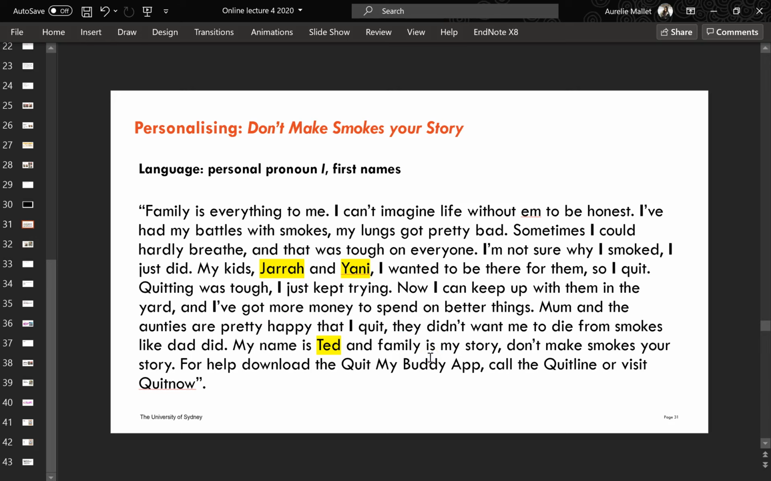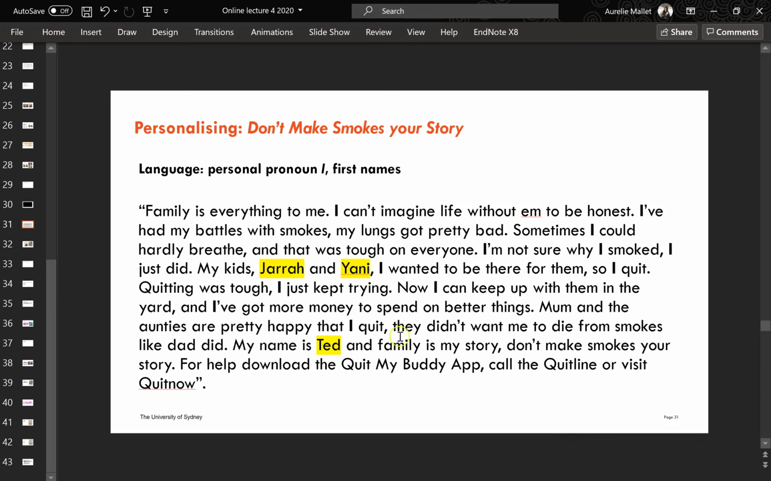So family is everything to me. I can't imagine life without them, to be honest. I've had my battles with smokes. My lungs got pretty bad. Sometimes I could hardly breathe, and that was tough on everyone. I'm not sure why I smoked. I just did. My kids, Joe and Yanni, I wanted to be there for them, so I quit. Quitting was tough. I just kept trying. Now I can keep up with them in the yard, and I've got more money to spend on better things. Mum and the audience are pretty happy that I quit. They didn't want me to die from smokes like Dad did. My name is Ted, and the family is my story.